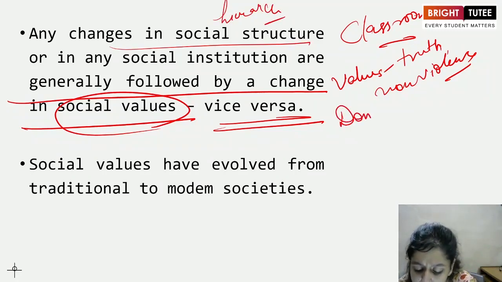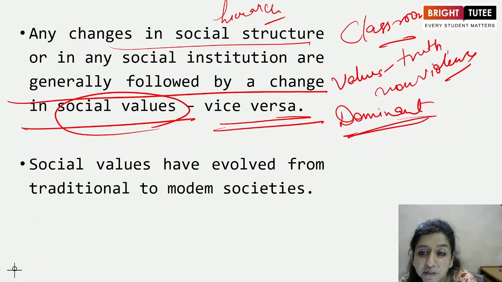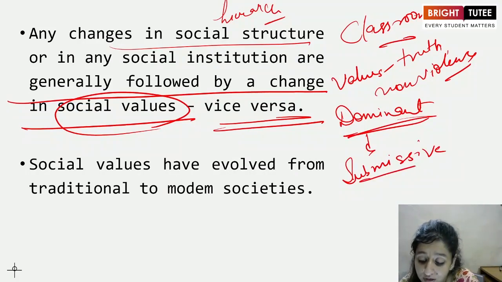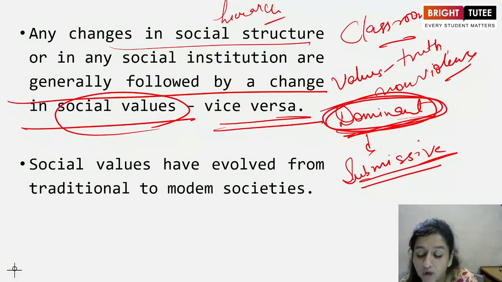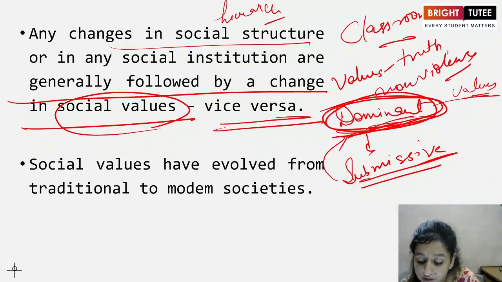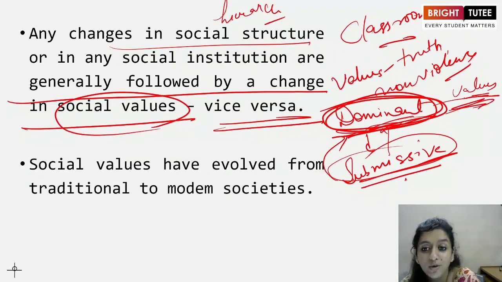You might have some students who have a dominant nature, and some who are a little submissive. Generally, as we have talked about, the ideas of the dominant people are taken into consideration, and the social values related to them are given importance in this scenario. What if we see a shift? Someone from the submissive group comes up and tries to alter the values. That is how this whole aspect of social structure and social values works.